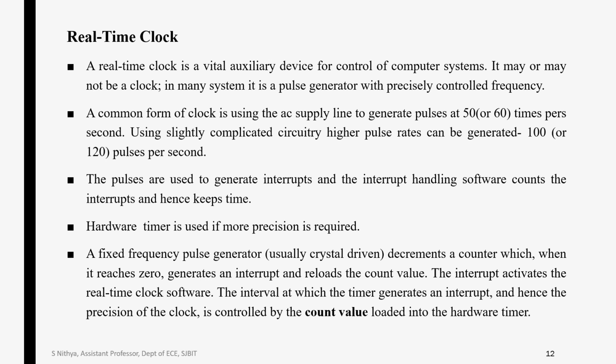The pulses are used to generate interrupts, and interrupt handling software counts the interrupts, and hence it keeps time. Where more precision is required, a hardware timer is used. Okay, so it is a fixed frequency pulse generator, usually crystal driven. It decrements a counter which, when it reaches 0, generates an interrupt and reloads the count value. The interrupt activates the real time clock software, and the interval at which the timer generates an interrupt, and hence the precision of the clock, is controlled by the count value loaded into the hardware timer.